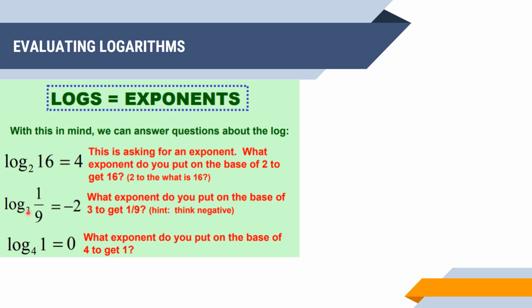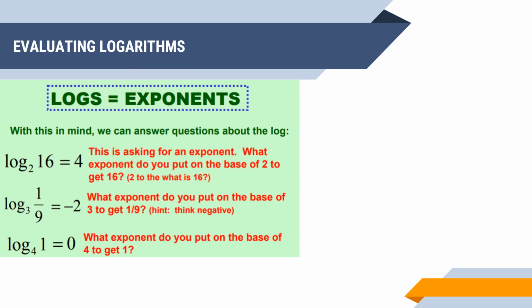The same is true with here. This is asking us what should be the exponent of our base 3 to get 1 over 9. And that is actually negative 2 because we know that 3 raised to the negative 2 is just 1 over 9. And here we are also asked what should be the exponent of 4 that will give us 1. So again, that is just the entire idea of logarithm. Logs is equal to exponents.